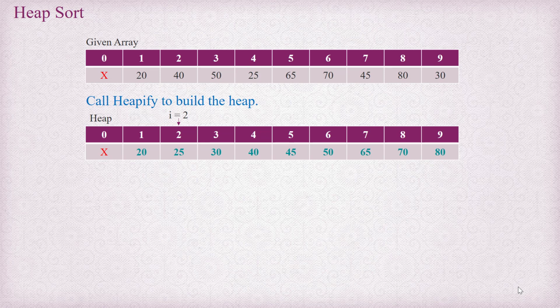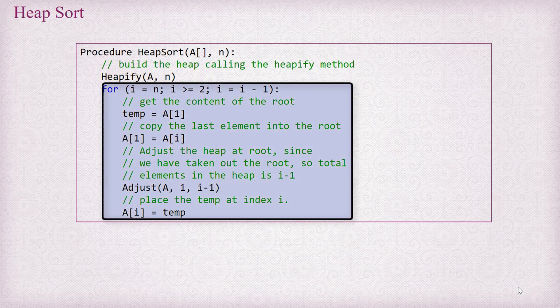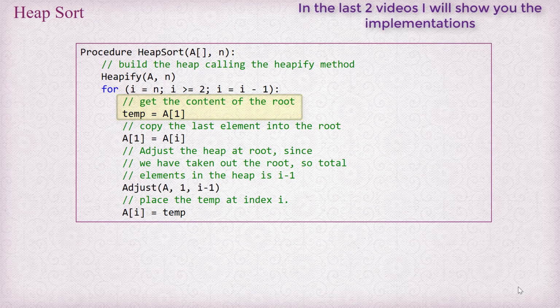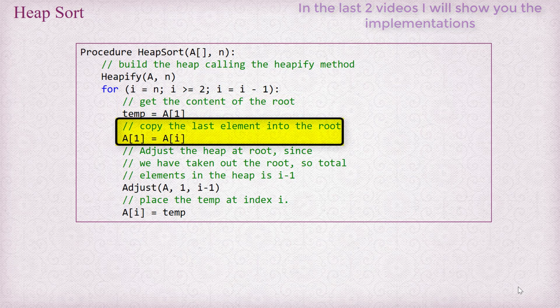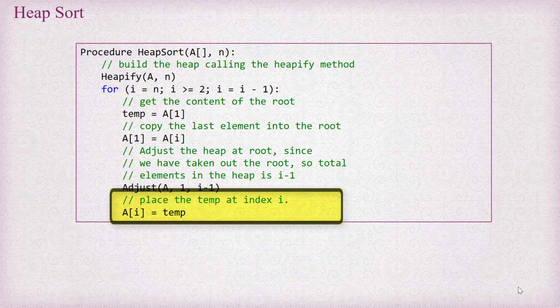Here is the heap sort algorithm. You can see that we are calling heapify first to build the max heap. Then we start iterating using a loop that starts from I equals n, and that goes on as long as I is greater than or equal to 2. Within the loop, we take out the content of the root into the variable temp. Then we copy the last element at index I to index 1, that is to the root. Then we call the adjust operation to adjust the root. After that, we assign temp to index I.